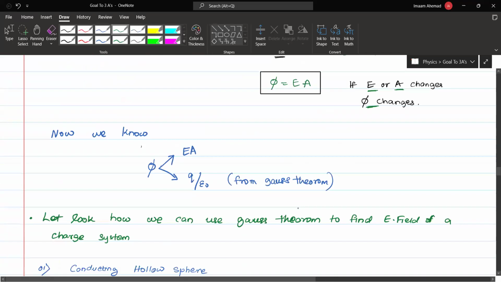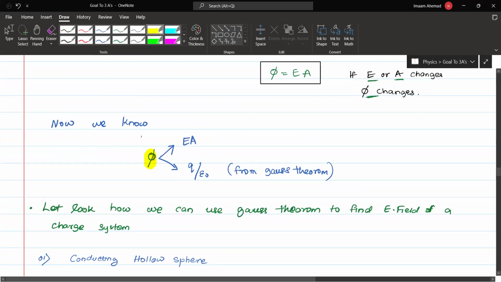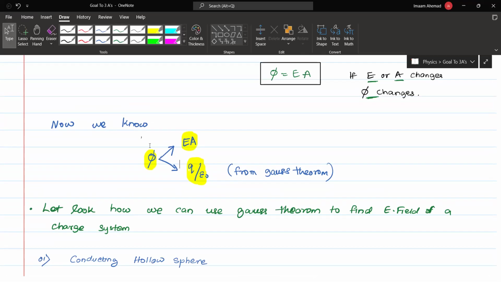So now we know that we have two equations for flux. One is from Gauss theorem. The other one is from what we looked at now, EA. So far, is it clear what's happening? Do you understand what flux is and how you can remember that? And what are the two equations we have for flux?